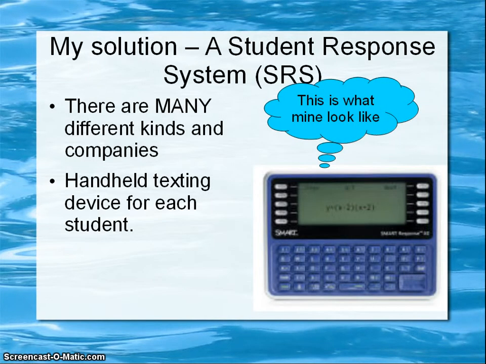My solution is a student response system. And there are many different kinds and companies. The picture on the right shows you the clicker system that I was using. But basically a clicker system or a student response system is a handheld texting device that each student picks up when they walk into the room. And for me, they were able to log in using their student ID, and it tied that student to that specific clicker. So when I ask a question, I'm able to collect data through the name of the student or the ID of the student, or I could collect it anonymously as well.